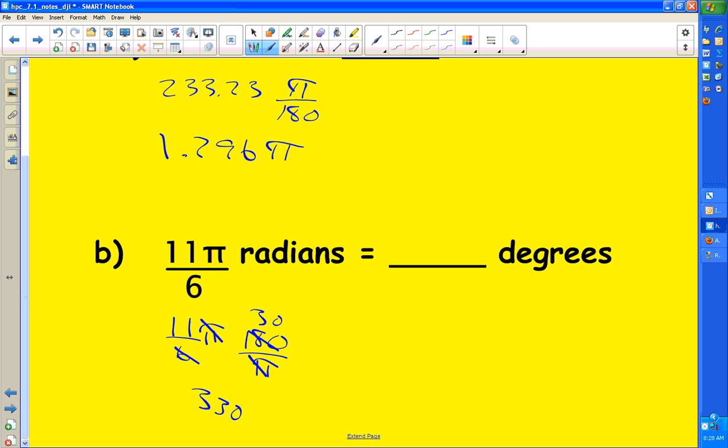330. If you give me an answer like this, you're going to get a point off. What's wrong with it? It's got to be in degrees. You've got to tell me it's degrees. Either the word or the symbol. It's an easy mistake to make. It's a bad habit that you've developed. You don't label. You got to label now.